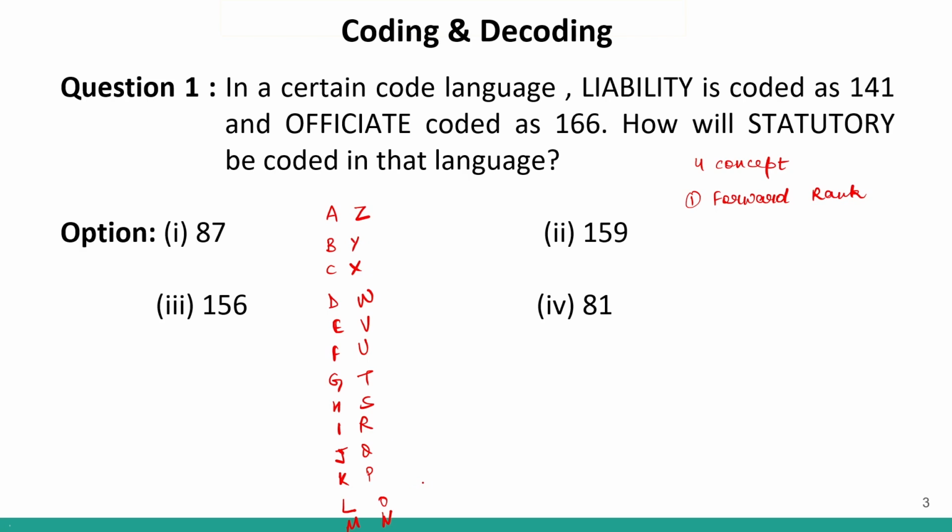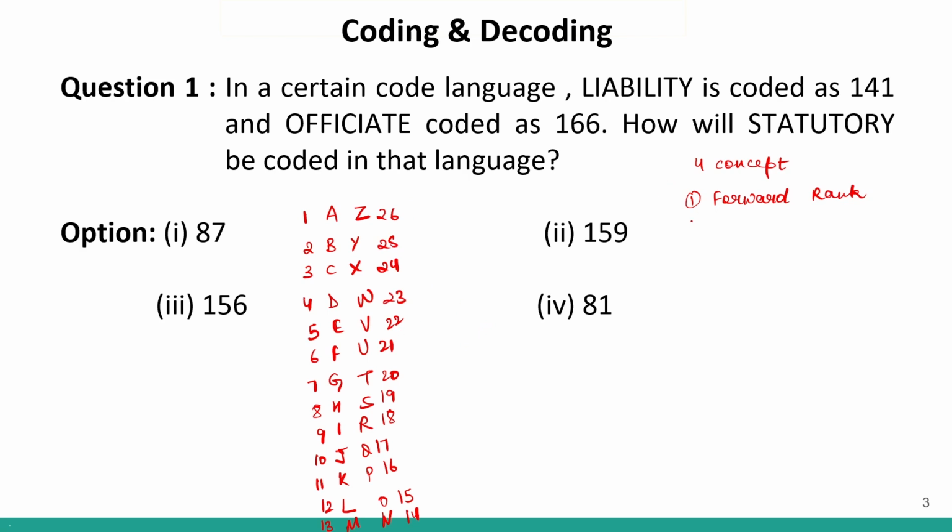So when I write my alphabets like this and assign them numbers in increasing order, A is 1, B is 2, C is 3, and so on up till Z is 26. Correct? When I assign them numbers up till 26, this is called forward rank. These are your forward ranks.